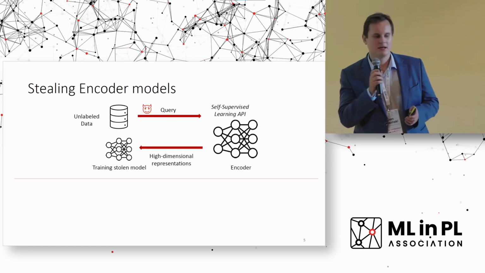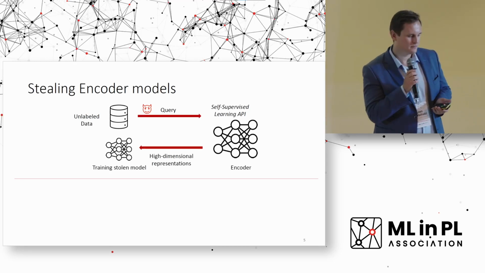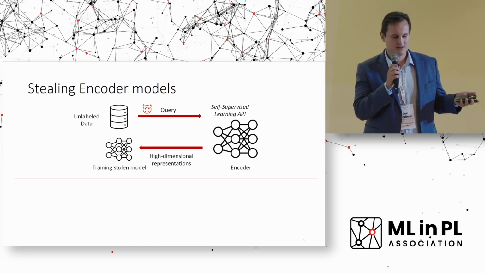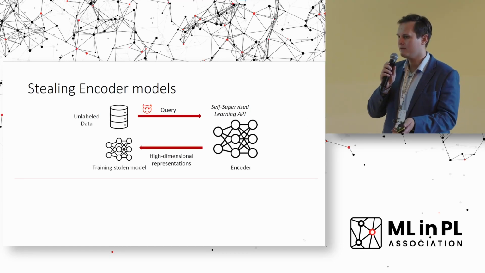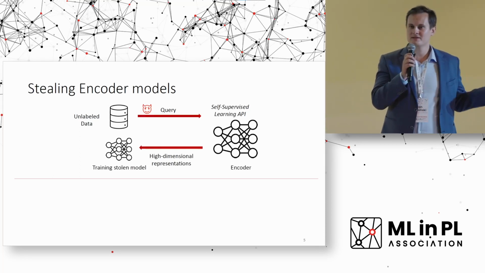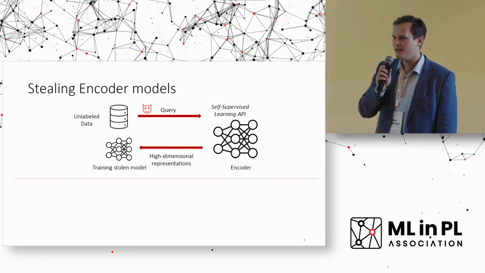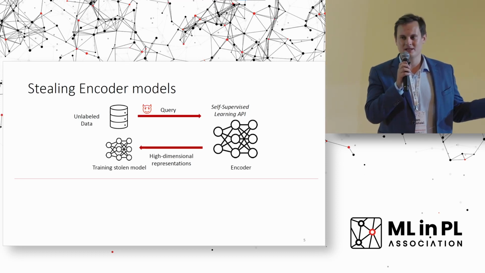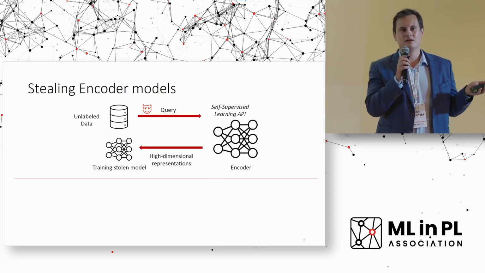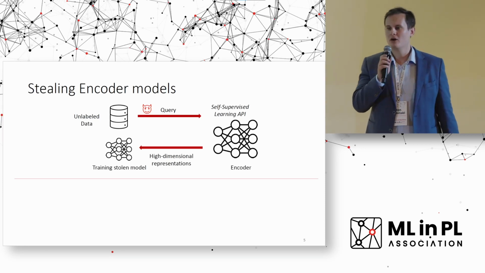So how does stealing an encoder model work? We have an attacker who selects a data point and sends it to the encoder API. The encoder model calculates the representations and returns them to the malicious attacker. However, the attacker does not want to solve any downstream task. What they want to do is to gather information about the encoder and train a local stolen copy of the victim model.